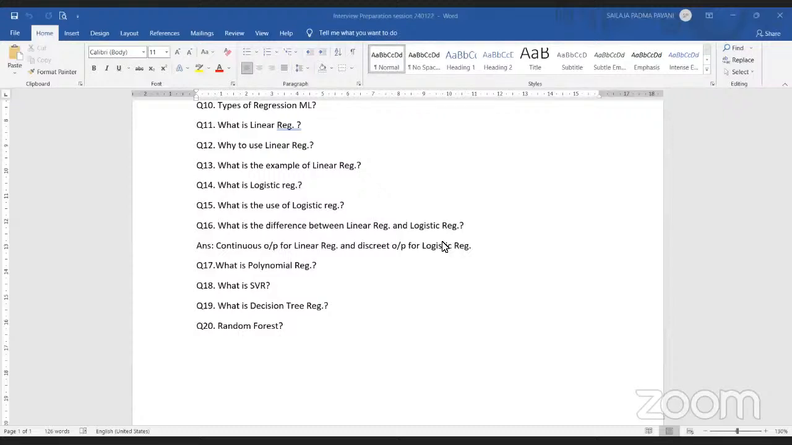And where and why we use regression models, and what is linear regression, what is logistic regression, and what are the differences between linear regression and logistic regression, and why we use those regression techniques, right? And for linear regression, which type of output do you get? Just give me your quick answer.